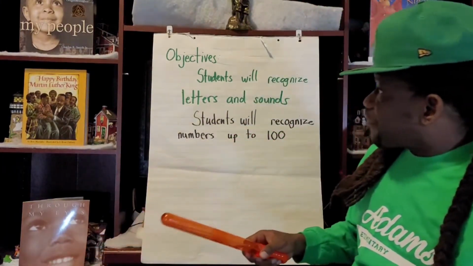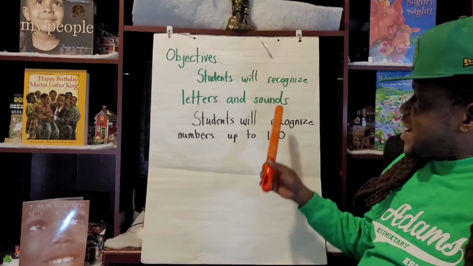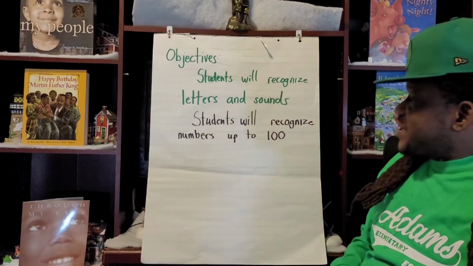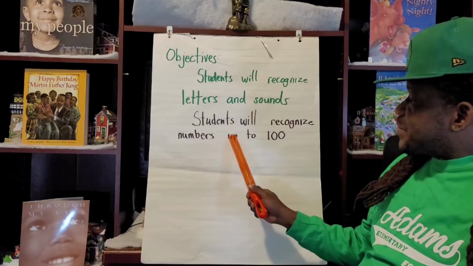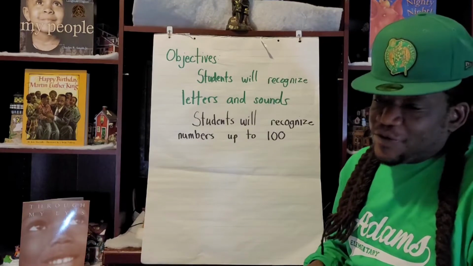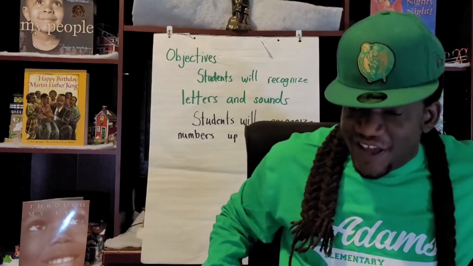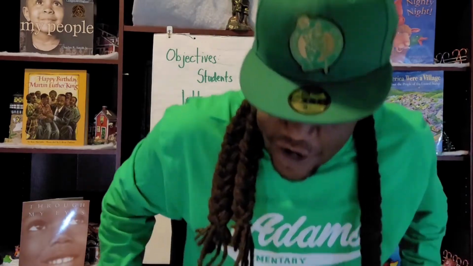Let's take a look at our objectives. Students will recognize letters and sounds. And I should have put some sight words. And students will recognize numbers up to 100. But really, we're only going up to 20. But who knows? I might throw a bigger number in there. All right, so let's get started with our letters and some sounds.